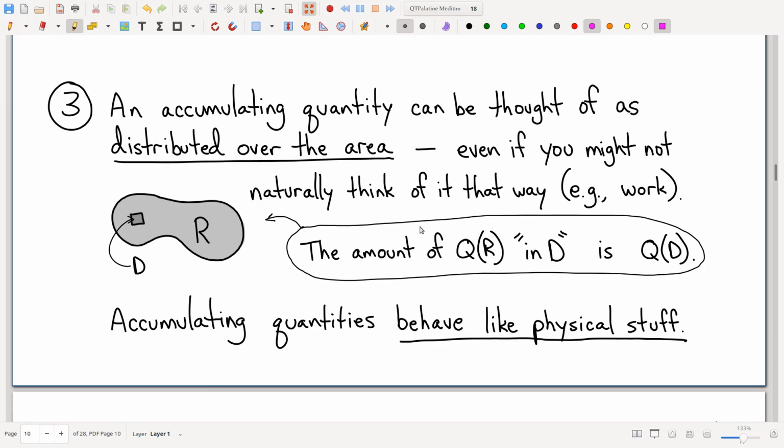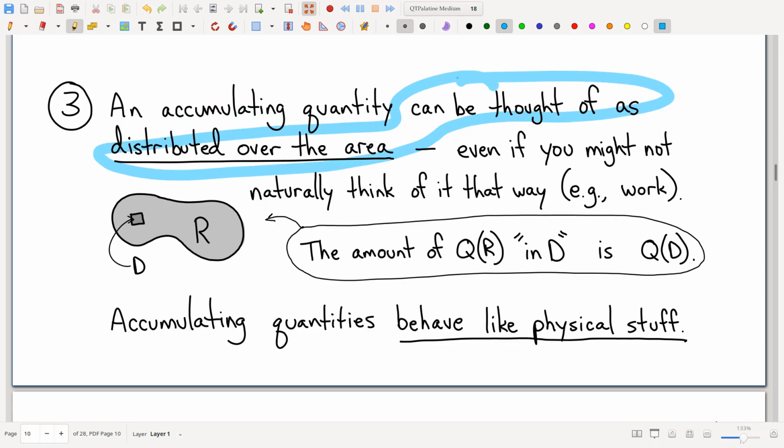It allows me to take ways of thinking about things that might not be technically true to the letter of the law, but they're very convenient, and they will always lead us in the right direction. So this is the first example here: if you have some accumulating quantity, not just a regular quantity, but one of these special quantities where the whole is the sum of the parts, you can think of it as actually physically distributed over the area, even if it isn't physically distributed over the area.